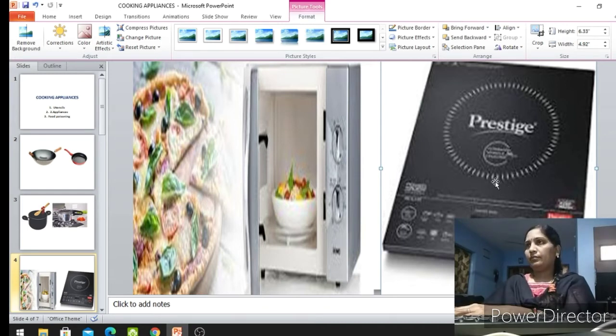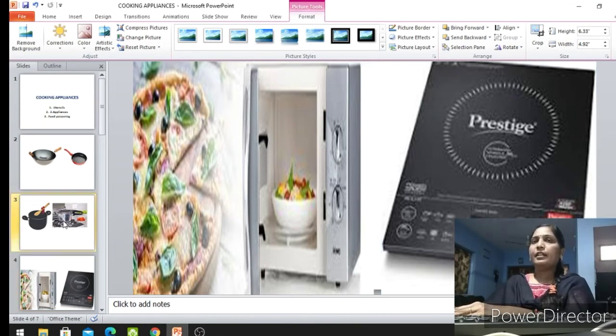And this is an electric induction stove, we'll call it. So these induction stoves work without any gas, with the help of electricity. So these appliances won't release smoke and will not pollute our surroundings. They are good for cooking.